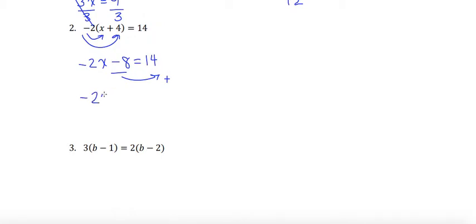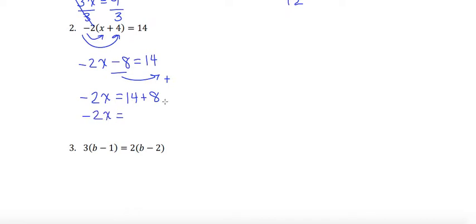So I have negative 2x is equal to 14 minus 8, plus 8. So I've eliminated it from the left-hand side, and I'm moving it over. So this is just another sort of strategy. Instead of showing that negative 8 plus 8 on the left-hand side, we're just showing that plus 8 on the right-hand side. So now I want to simplify what I have on the right-hand side.